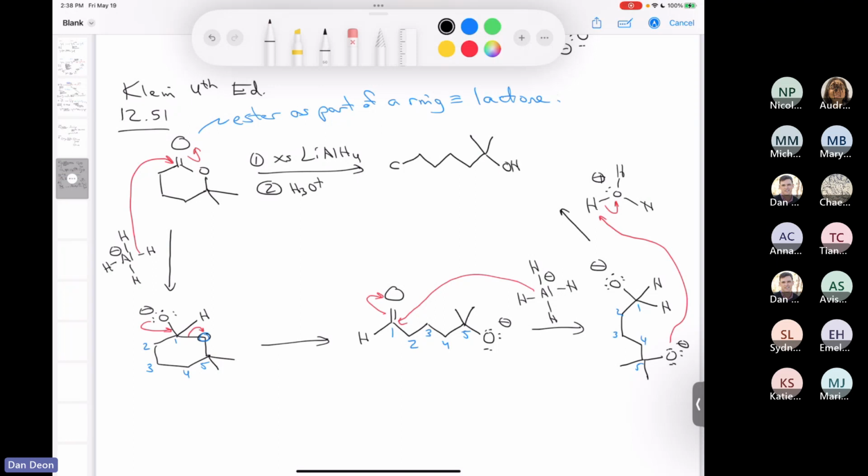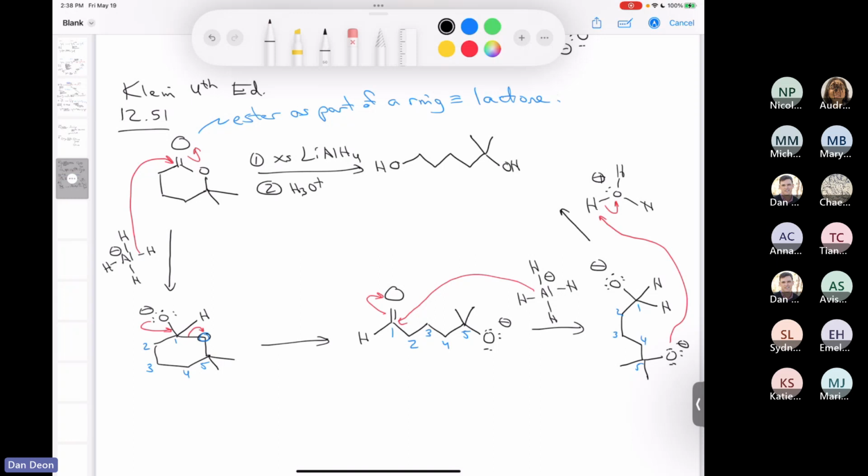And we have an alcohol here, and that's the final product. So there's quite a few curved arrows in this mechanism, but I think this is a very important mechanism for you to learn: the reduction of an ester with excess lithium aluminum hydride.